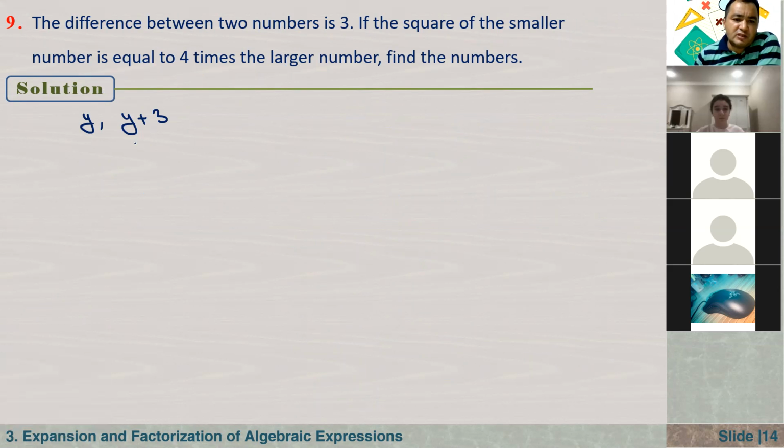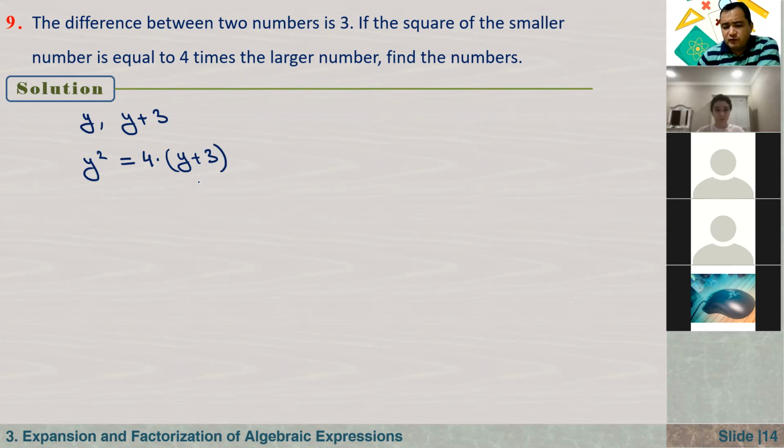Which one is the larger? Here, y plus 3 is the larger, right? It says the square of the smaller one, so the square of the smaller one is equal to 4 times the larger number, that is y plus 3. Find the numbers. That's our equation.